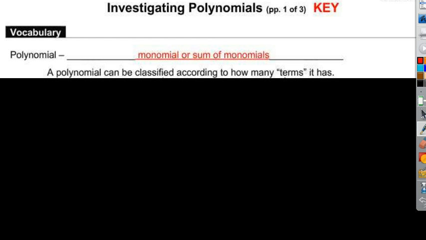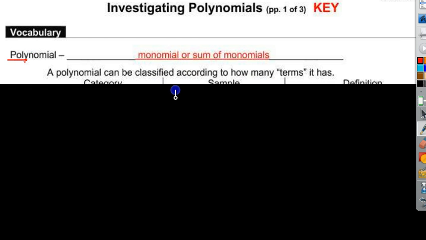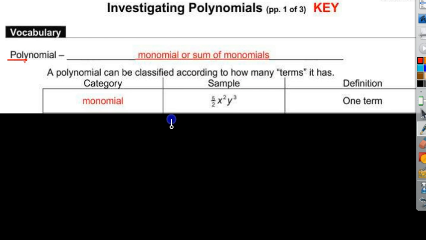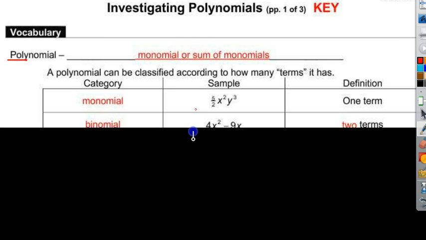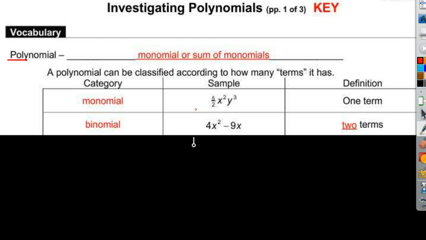All right, polynomials just means that it can either be a monomial or a sum of monomials. Anytime you see this prefix poly, that means more than one usually. A polynomial can be classified according to its terms. If you have a monomial, you just have one term, and that's what we worked with yesterday. If you have more than one term, you look for addition and subtraction separating them. So this subtraction sign separates this into two separate terms.